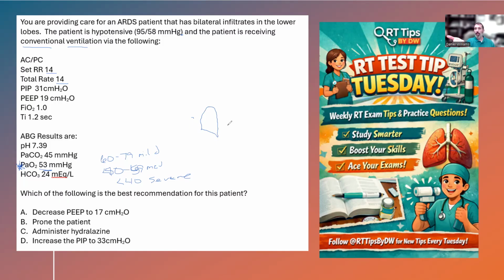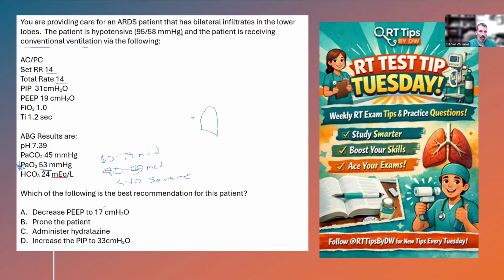So then if I were to take myself from a supine position and rotate over to a prone position, that's now going to redistribute ventilation and perfusion. And hopefully that would help boost that oxygen. So I do like that as an answer choice, but I like to go through all of the answer choices just to see if one is better than the other. And this particular answer choice addresses very specifically this PaO2.